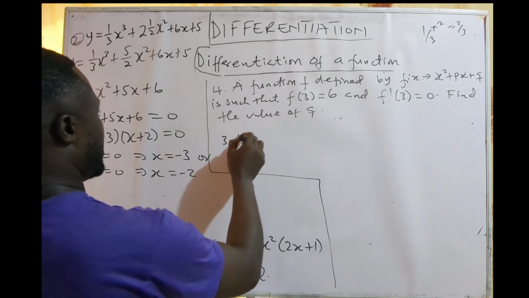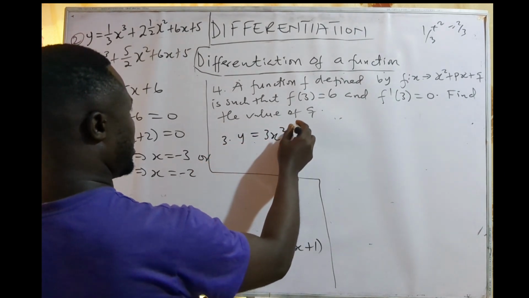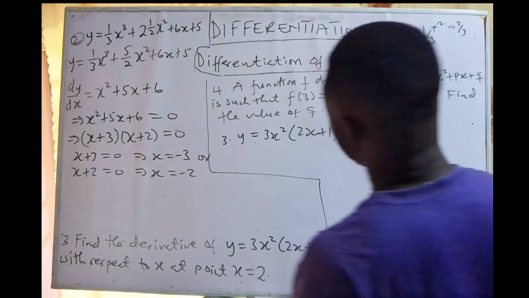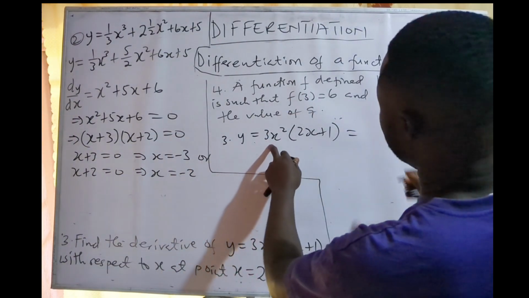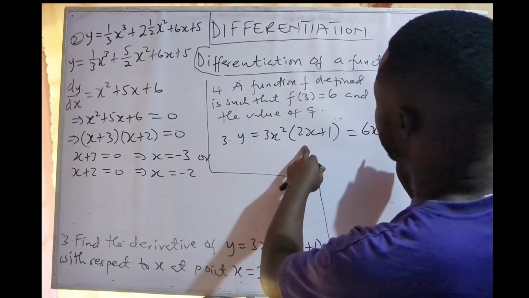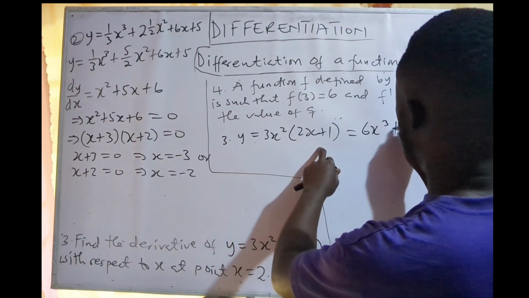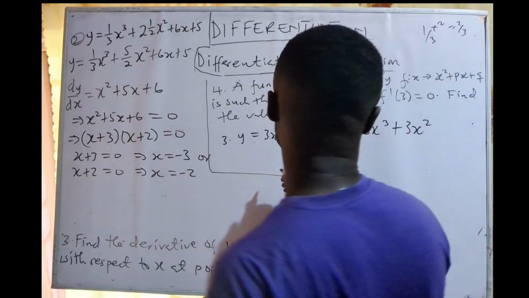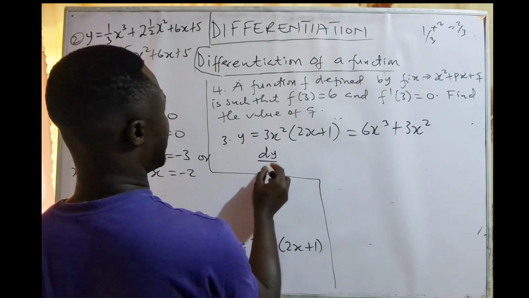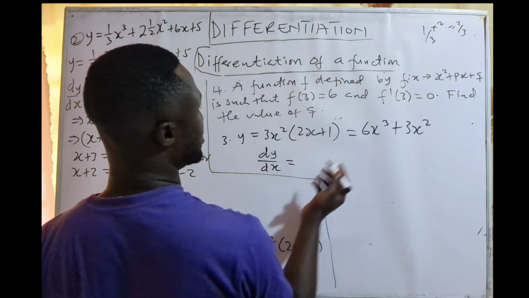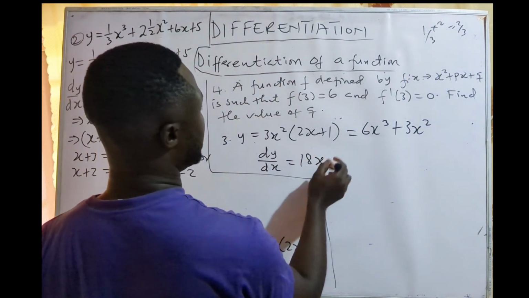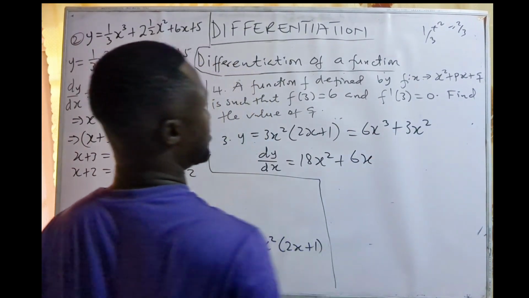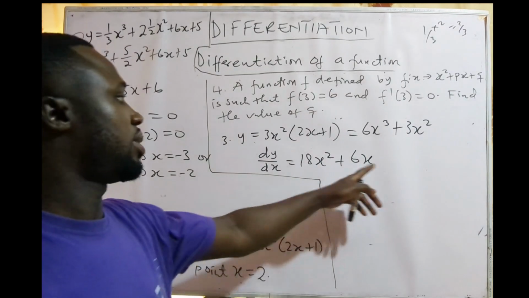Number 3, y is equal to 3x squared times (2x plus 1). And let's expand. 3x squared times 2x will give us 6x cubed, plus 3x squared times 1, that is 3x squared. So my dy/dx will be equal to 3 times 6, so it will give me 18x squared, plus 2 times 3, which is 6x. So 18x squared plus 6x.